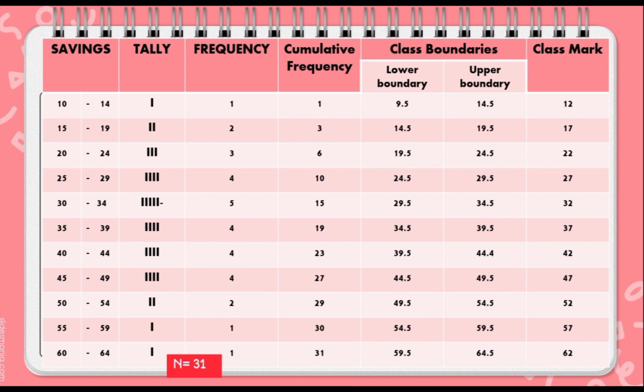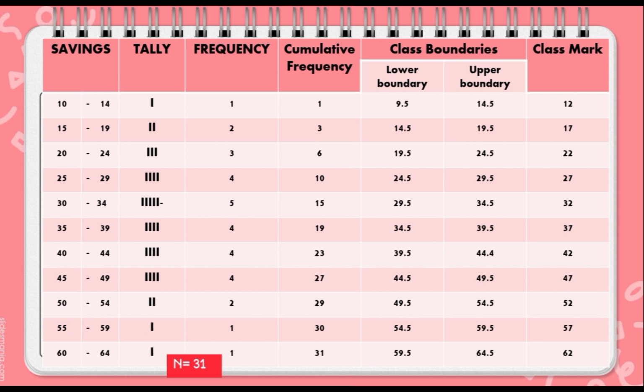Alright, in order to solve for the class mark, we simply add the lower limit plus the upper limit divided by 2. So here in our first interval, we have our lower limit 10 plus our upper limit 14. So 10 plus 14 is equal to 24. Divided by 2, we have 12.